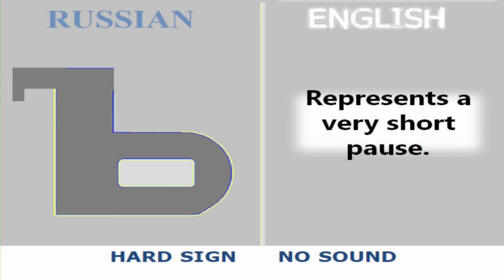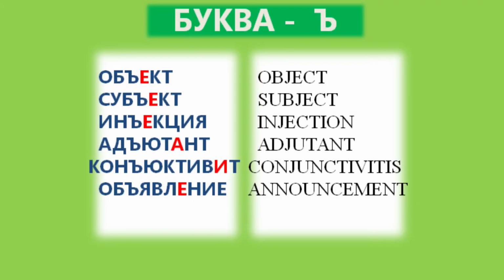The next Russian letter is the hard sign. It has no sound of its own. It represents a very short pause. Объект, object, субъект, subject, инъекция, injection, адъютант, adjutant, конъюнктивит, conjunctivitis, объявление, announcement.